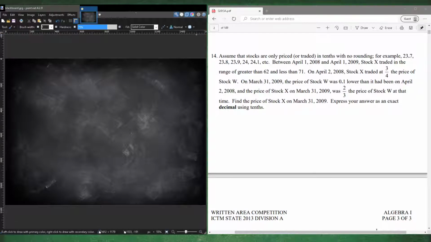Okay, so they gave us dates, so let's make a timeline. So let's say this right here and this right here. And this is April 1st, 2008. And this is April 1st of 2009. Okay, and they tell us that stock X is between 62 and 71. Okay, so let me rewrite this a little bit neater.